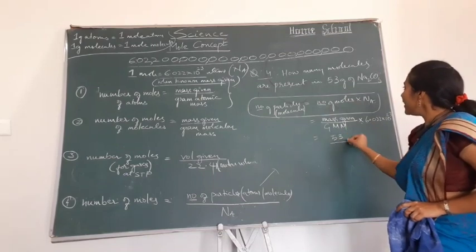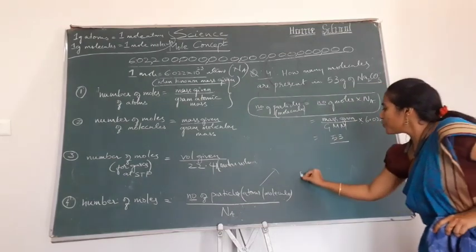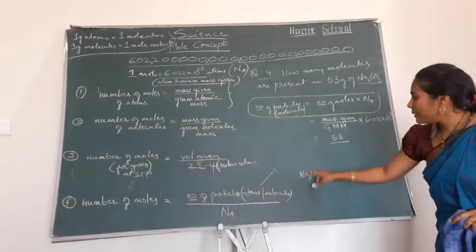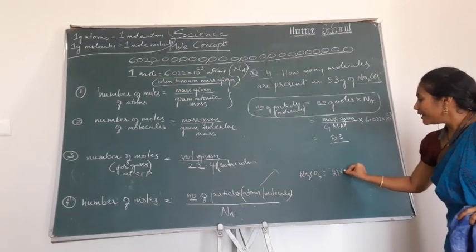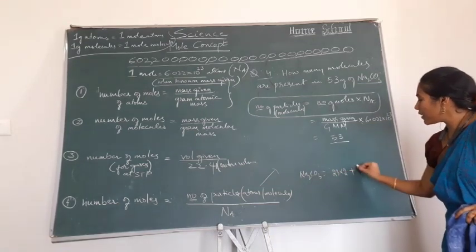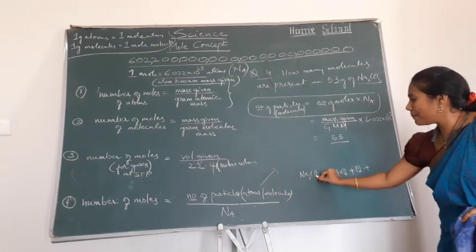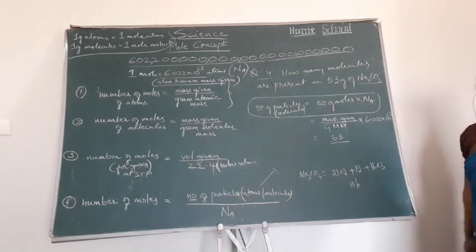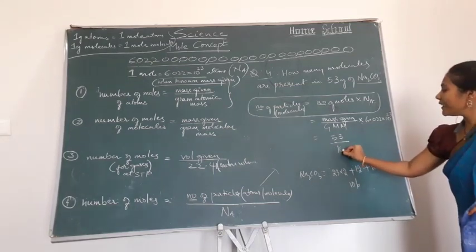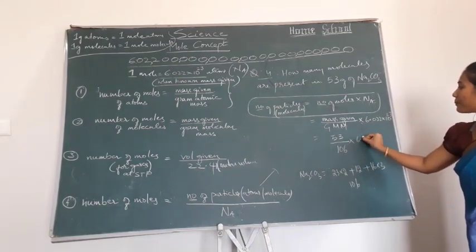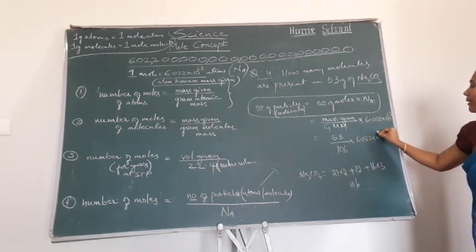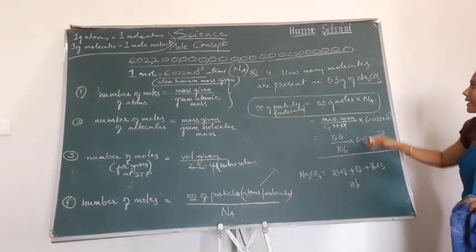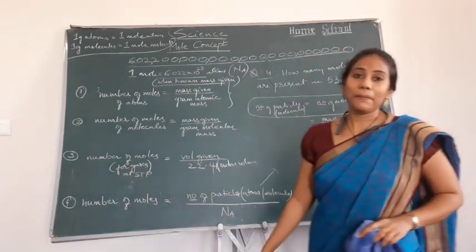So what is the mass given? 53. Divided by what is the molecular mass of sodium carbonate? Sodium carbonate molecular mass you should calculate. Atomic mass of sodium is 23 into 2 plus atomic mass of carbon is 12 plus atomic mass of oxygen is 16 into 3. If you do, you will get 106. So 53 divided by 106 into 6.022 into 10 to the power of 23. So these many molecules are present in 53 grams of sodium carbonate.